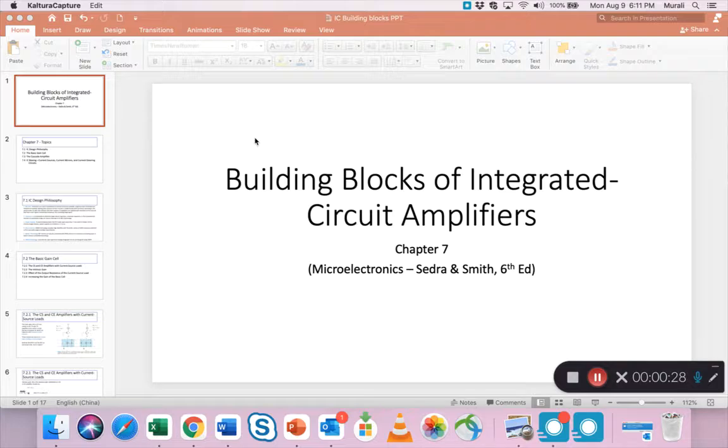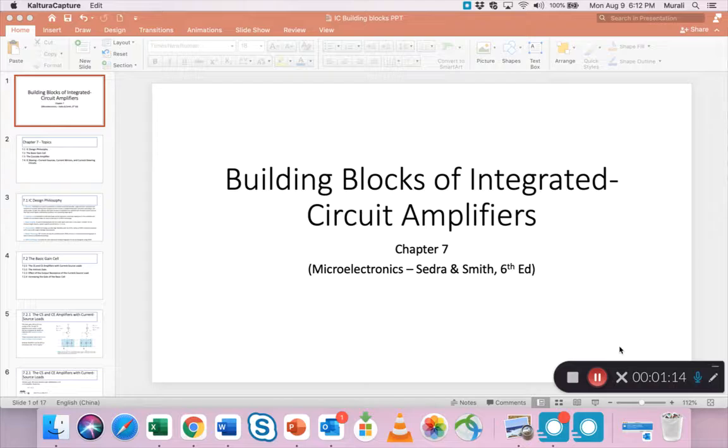This class, which is the second class of week 5, I will begin chapter 7 from our textbook, the 6th edition of Sedra and Smith. I will cover chapter 7 in two recordings, one for the theory and one for the problems. Then I will also take all of next week, both classes of week 6, to finish up the chapter. So that's the plan. We'll only do part of chapter 7 today.